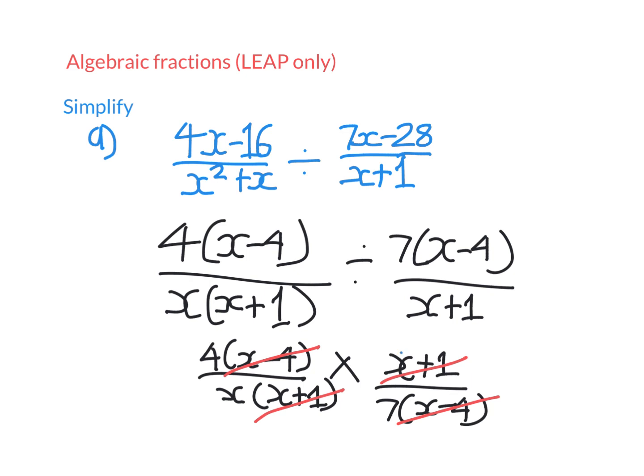I can't just cancel an x here and an x there because this x is being added to 1. This x is having 4 subtracted. So what's in blue is wrong. I can't do that. After I've crossed out the common factors, I'm just left with 4 on top, and on the bottom, x times 7 is just 7x. That's my final answer. Now let's look at simplifying an algebraic fraction involving addition or subtraction.